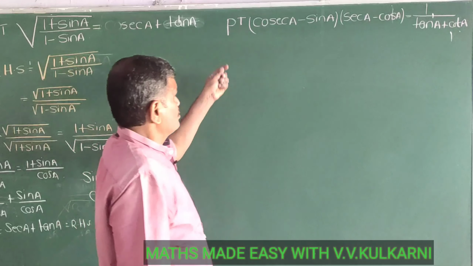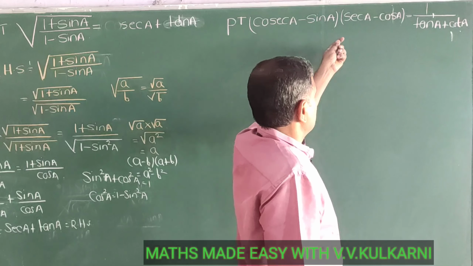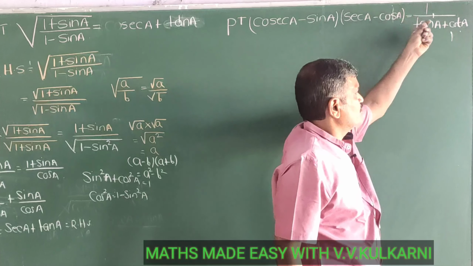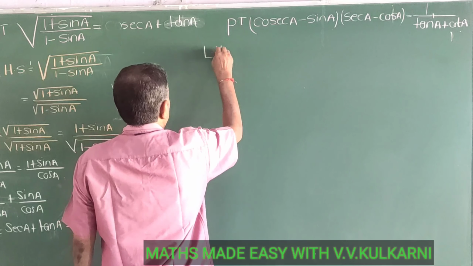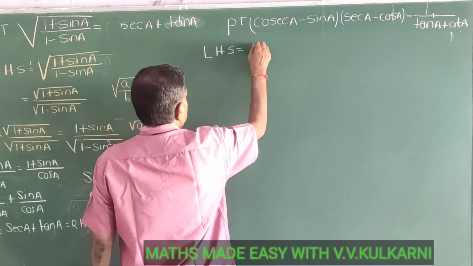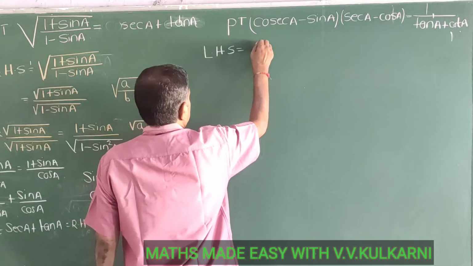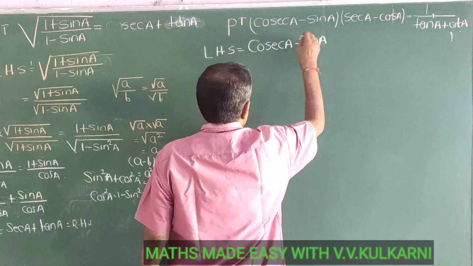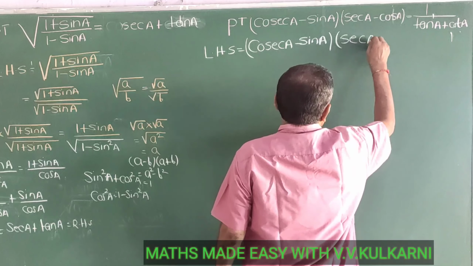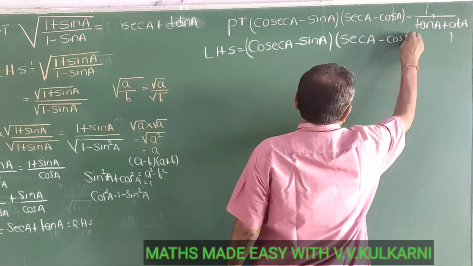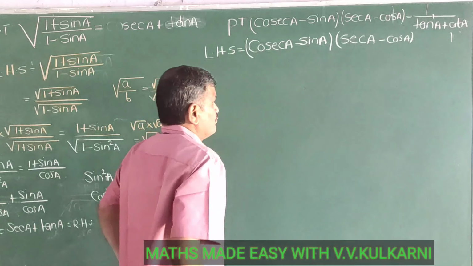Both. Next question says cosec a minus sin a into sec a minus cos a is equal to 1 by tan a plus cot a. See, let me start off with the left hand side and see the result. The result says cosec a minus sin a into sec a minus cos a. Let us see what we get if I do this.